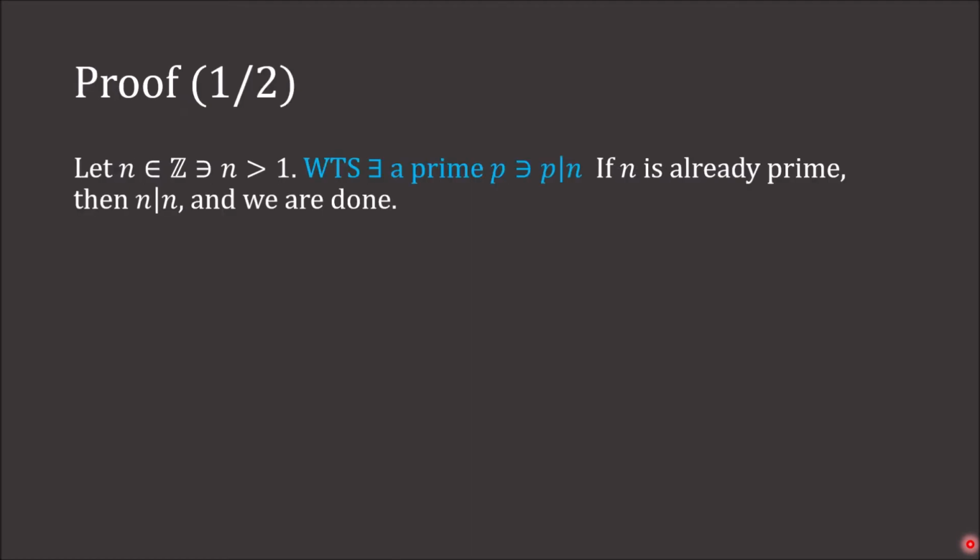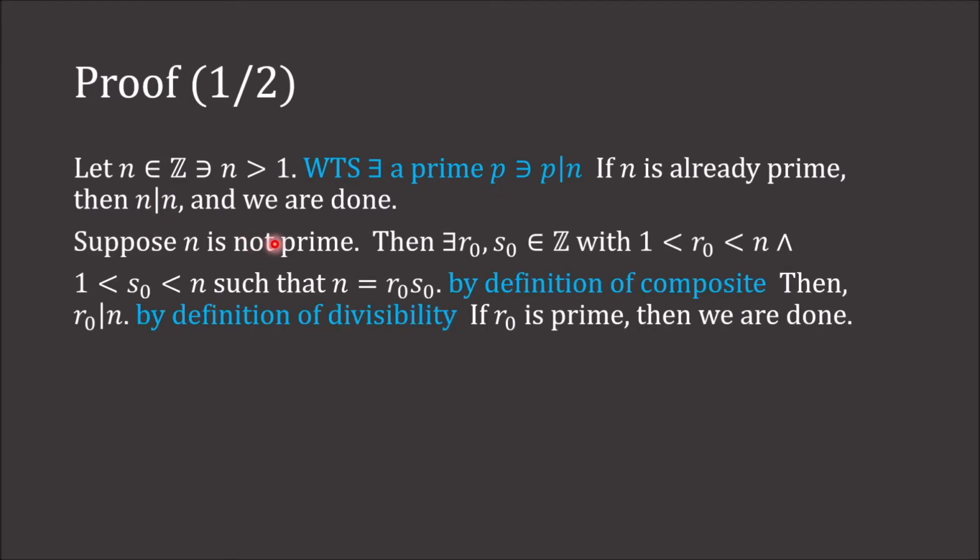So any integer n greater than 1 is divisible by a prime number. We let n be an integer such that it is greater than 1. We want to show that there is a prime number p such that p divides n. Now, if n is already a prime number, then we're done, because n divides itself. So let's suppose n is not prime. Then there must exist two integers r0 and s0, with 1 less than r0 less than n, and 1 less than s0 less than n, such that n is r0 times s0. And this is by definition of composite numbers.